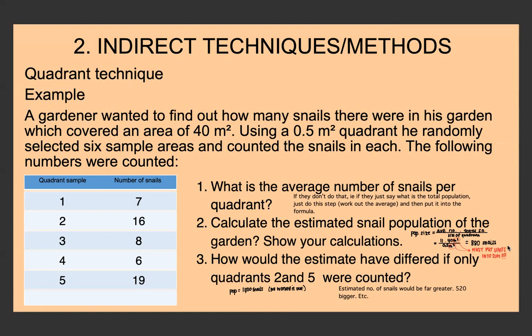It then asks, how would the estimate have differed if only quadrants 2 and 5 were counted? So only the one with 16 and the one with 19 were counted. Well, we know that the estimated number of snails in the population would be a lot greater because these two areas have very high populations in the sample. So the average number of snails per quadrant would be a lot bigger. And when you work it out, you'd get an estimated population of 1,400 snails as opposed to 880 snails.